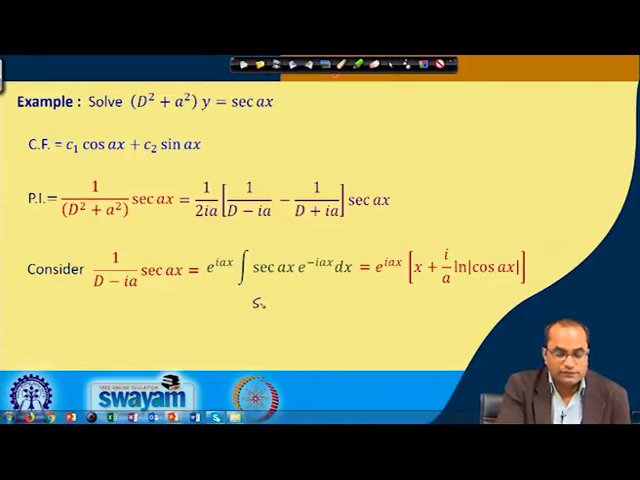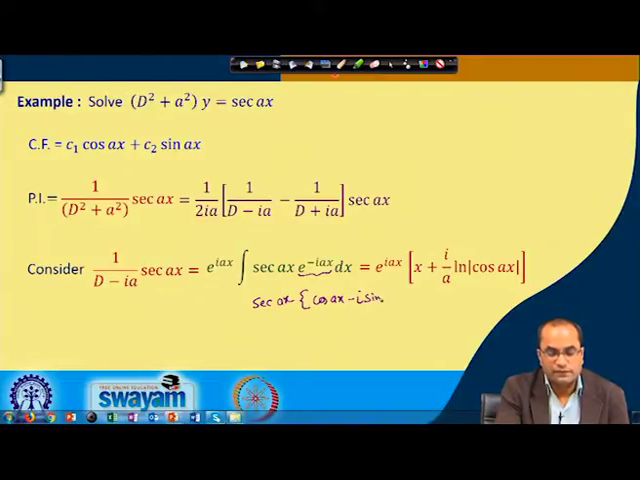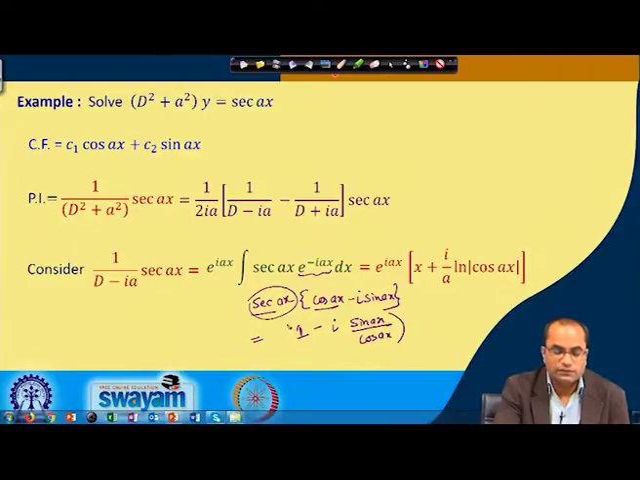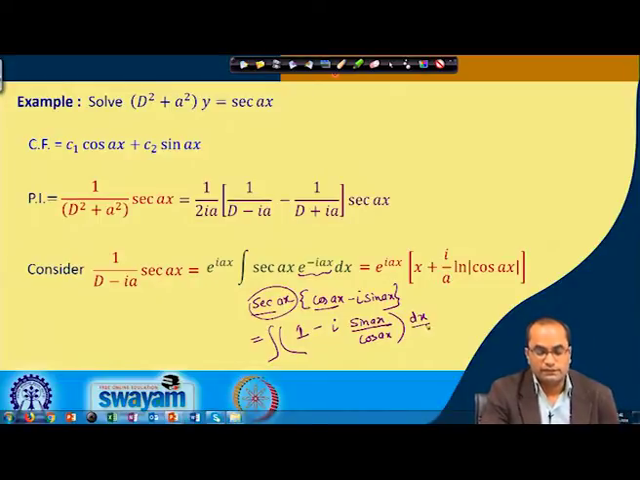So, here we have sec ax and e power minus iax, which we can write as cos ax minus i sin ax. When we multiply by sec, which is 1 over cos ax, this will give 1, and then we have minus i, and sin ax divided by cos ax. So, this is the integrand here, and we are integrating over x.